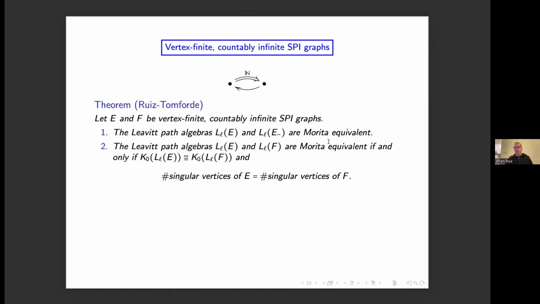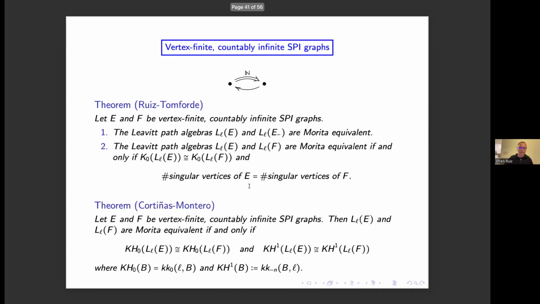And another thing that we prove is that we can determine exactly when two Leavitt path algebras over these countably infinite graphs are Morita equivalent. That's when their K-theory, K0 groups are the same, and you always have to take into account the number of singular vertices. This comes out. Now, you might say that this is not as nice because this is not K-theoretic, and the good thing is that Cortiñas and Montero also have a result here that allows us to have a K-theory invariant.